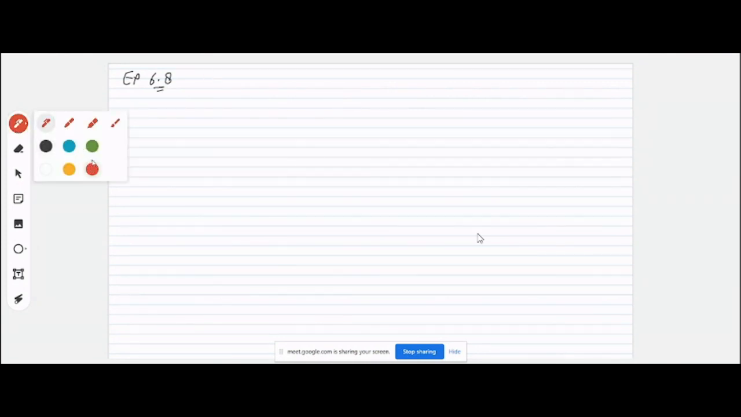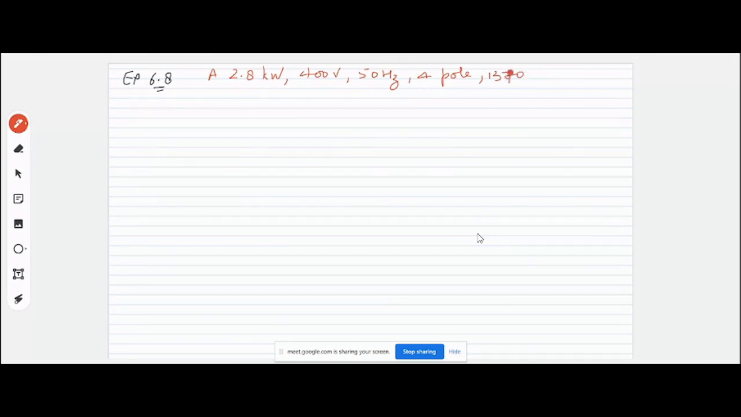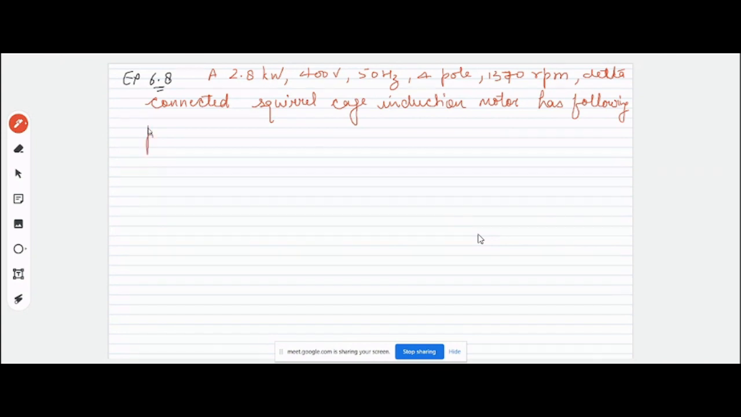And what they are saying is a 2.8 kilowatt, 400 volt, 50 hertz, 4 pole, 1370 rpm, delta connected squirrel cage induction motor has the following parameters, referred to stator, right?